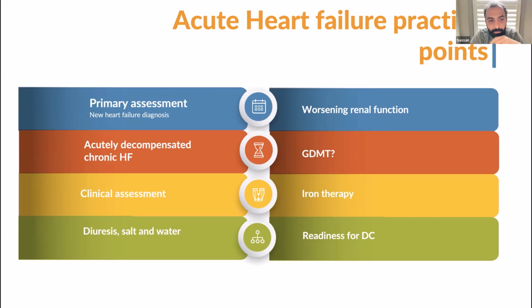So the things I'm going to go over are the primary assessments for acute heart failure. First, very briefly, for a new diagnosis of heart failure, what should be ordered on the first admission? And for acute decompensated chronic heart failure, what should we be going over? How to treat. Assessment: physical exam is, for me, the best, and we know it's the best way to identify a lot of factors. Diuresis, salt, and water. Worsening kidney function while diuresing, the most common problem we encounter while diuresing someone. GDMT, whatever that means, iron therapy, and readiness for discharge. All right, guys, let's get started.